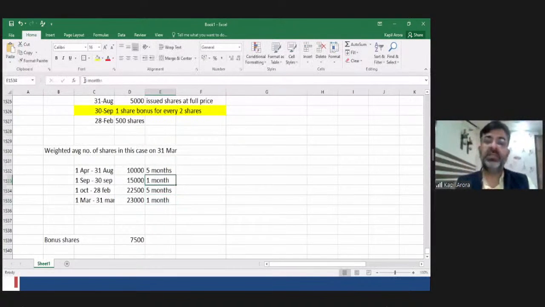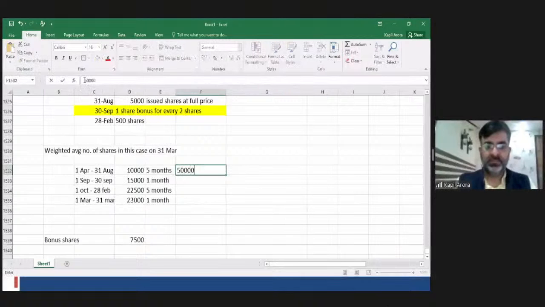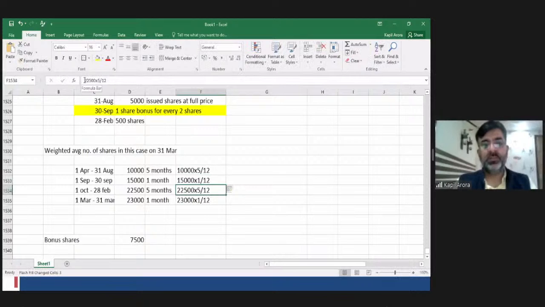Once we have got this, we need to multiply these with the number of months. 10,000 shares we have for 5 months. 15,000 shares we have for 1 month. 22,500 shares we have for 5 months. 23,000 shares we have for 1 month. If I do that, I will get the weighted average number of shares.